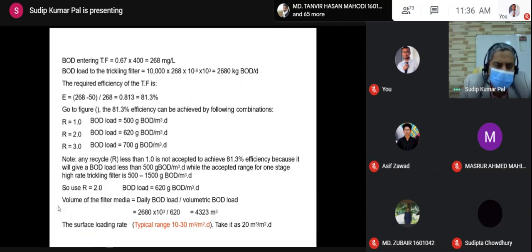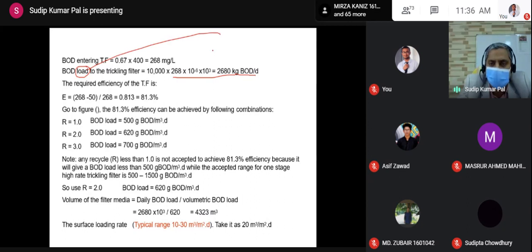2680. Okay, so now all of you, do you understand this calculation, how we calculate load from the concentration? So load is basically Q into C, where Q is the flow rate and C is the concentration. Okay, is this okay?